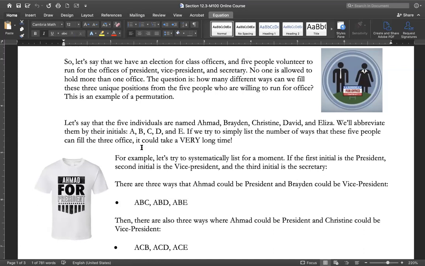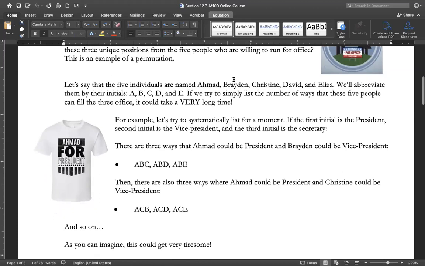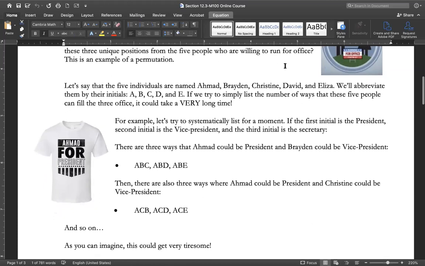Well, there's only 3 positions and there are 5 people willing to serve. How many different ways can those 5 people be chosen 3 at a time? Nobody's allowed to hold more than 1 office. So if you're president, you can't also be vice president. And if you're secretary, you can't be president as well, and so forth. So how many different ways can we fill these 3 unique positions from the 5 people who are willing to run for office? This is an example of a permutation.